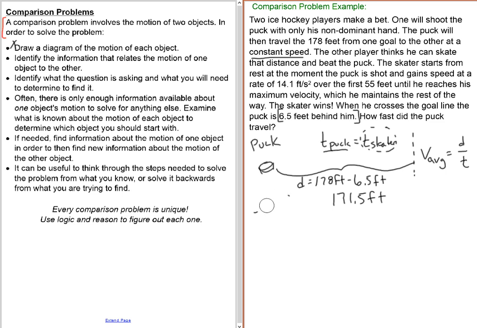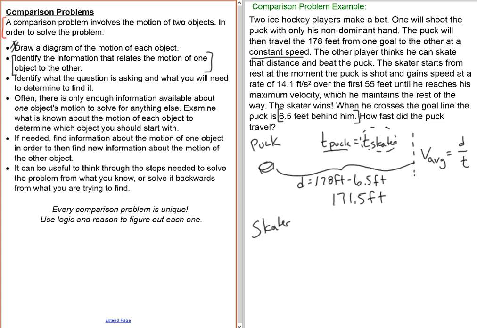So taking a look again at the skater and his motion, remember what we're really trying to do right now is still just draw a diagram of the motion of the object, but as a part of doing that, we already identified the information that relates one motion of the object to the other. They have the same times. We've also identified what the question is asking and what we'll need to determine. We now have figured out that what we're looking for is the average speed of the puck, and we need the time of the skater so that we know then the time of the puck.